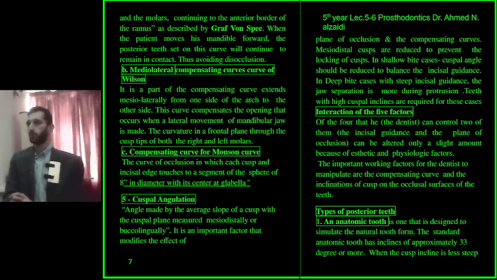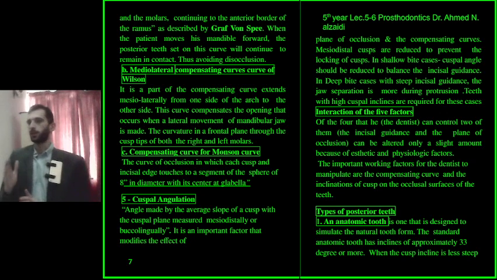C. Compensating curve of Monson, or Monson curve. The curve of occlusion in which each cusp and incisal edge touches a segment of a sphere of 8 inches in diameter with its center at glabella.